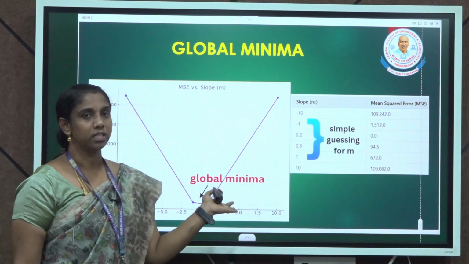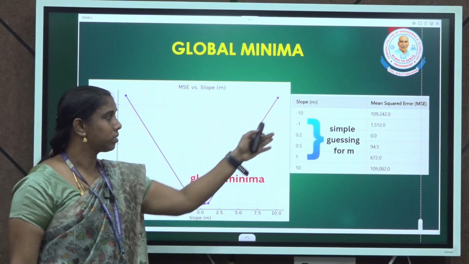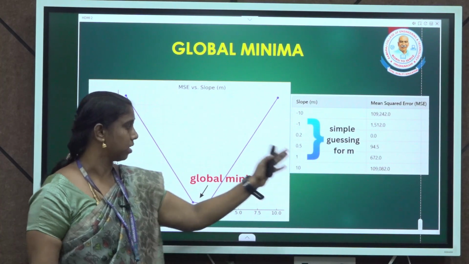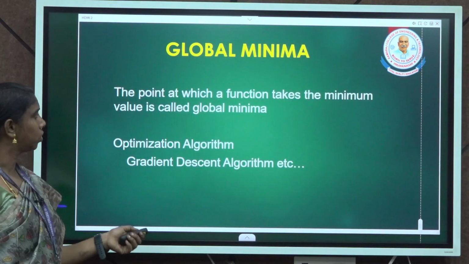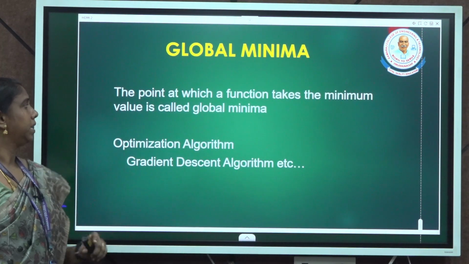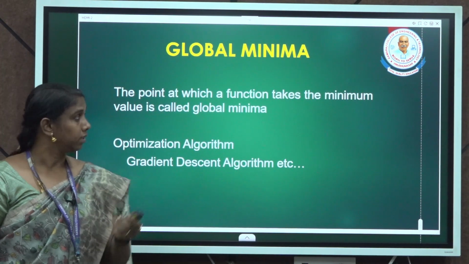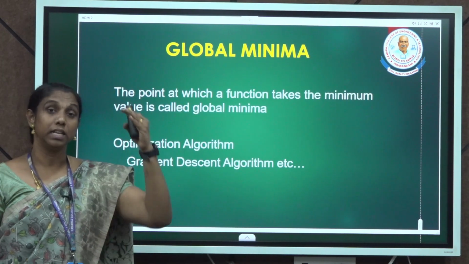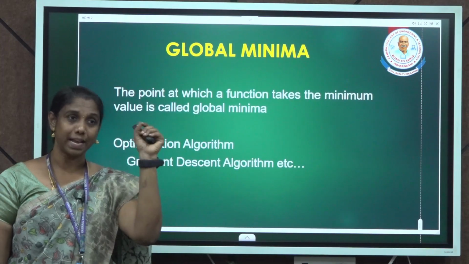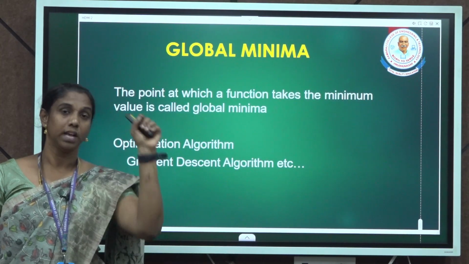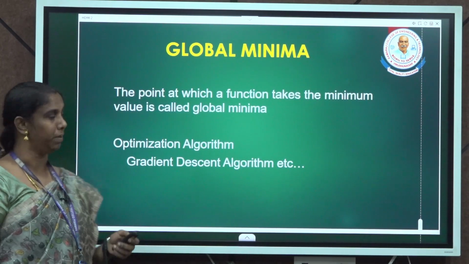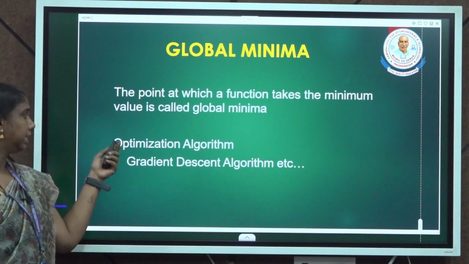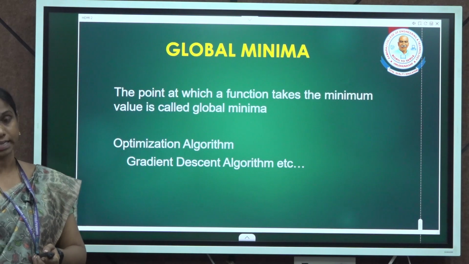So why are we considering the global minima? Because these values were assumed by us. The global minima is the point at which a function takes its minimum value. At that point the error will be 0, so that is the point we consider on the graph. For finding the global minima, we have optimization algorithms, such as the gradient descent algorithm.